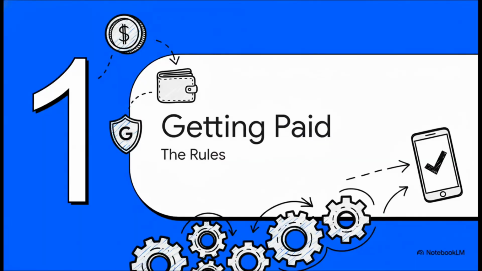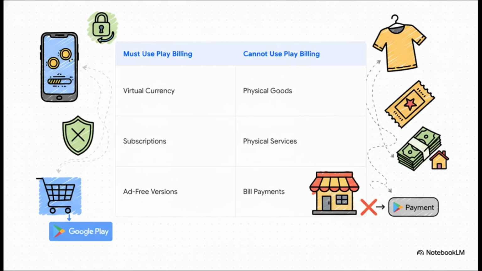Okay, first things first, getting paid. Google has a really clear set of rules about this, and they all circle back to one key idea. Are you selling something digital, or are you selling something physical? Google's payment policy basically splits the world into 2 simple camps, digital and physical. As you can see right here, if you're selling something that only exists inside your app, we're talking virtual currency, subscriptions, an ad-free version, you have to use Google Play's billing. But if you're selling physical goods like t-shirts or real-world services like event tickets, you actually cannot use it. Seriously, understanding this one distinction is the key to their entire payment system.